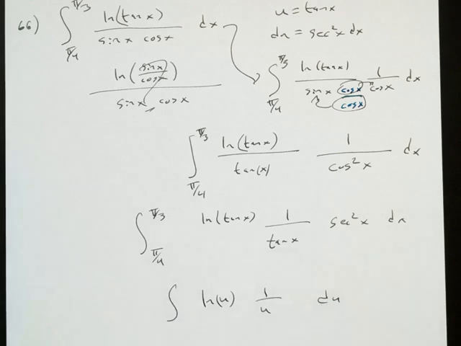What is the tangent of pi over 4? One. And the tangent of pi over 3 is the square root of 3.